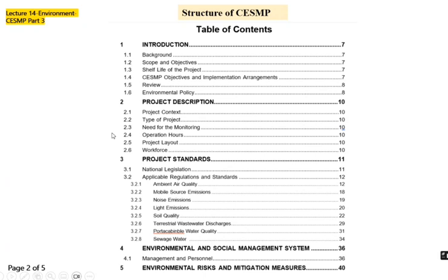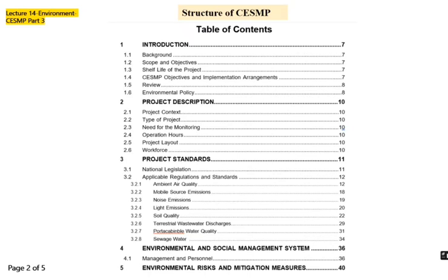Then need for monitoring, meaning why we need environmental monitoring for the project. Then operation hours, where we define how many working hours our team and workers will be engaged in a day. Then project layout again. Then workforce, where we mention the type of workforce, for example workers, number of staff and machinery.